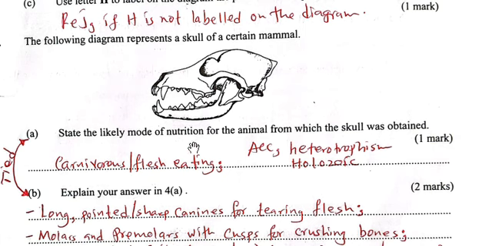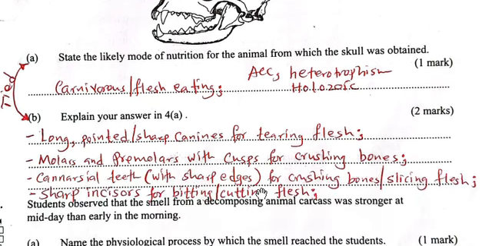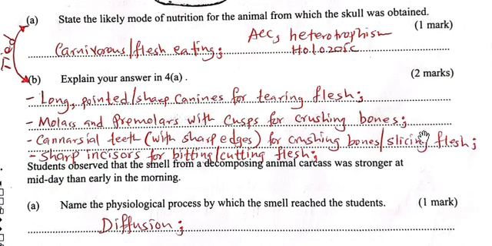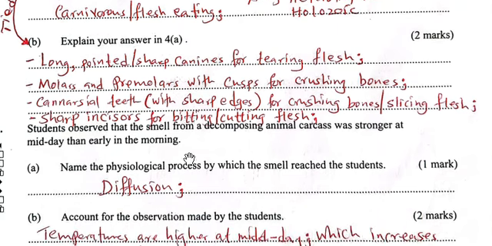Then carnassial teeth, and the carnassial teeth are just molars and premolars which are modified with sharp edges for crushing bones and slicing through flesh. Then sharp incisors for biting or cutting flesh.